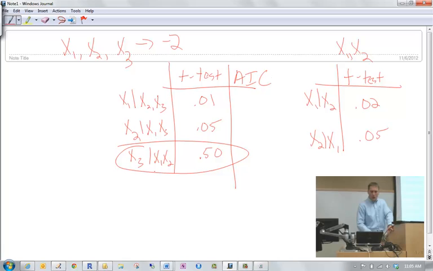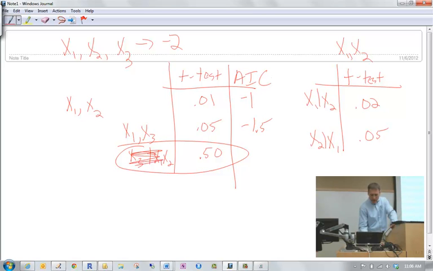And when I look at a model that has only X1 and X2 in it, suppose now that my AIC becomes, let's see, -1. Suppose we consider a model that has X1 and X3 only in it. Suppose my AIC is now, let's say, -1.5. And let's look at a model with X1 and X2 only in it. Suppose my AIC is now -3. Given this information, which is the best model?